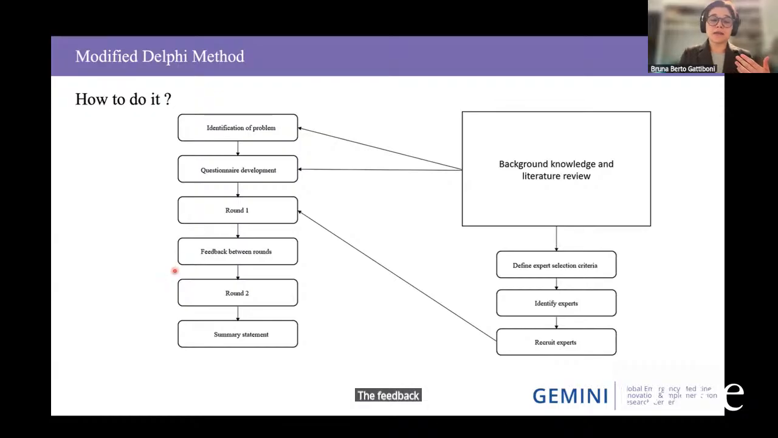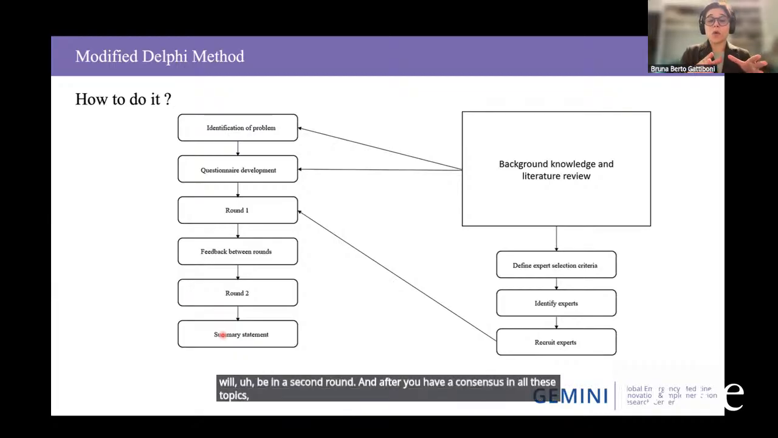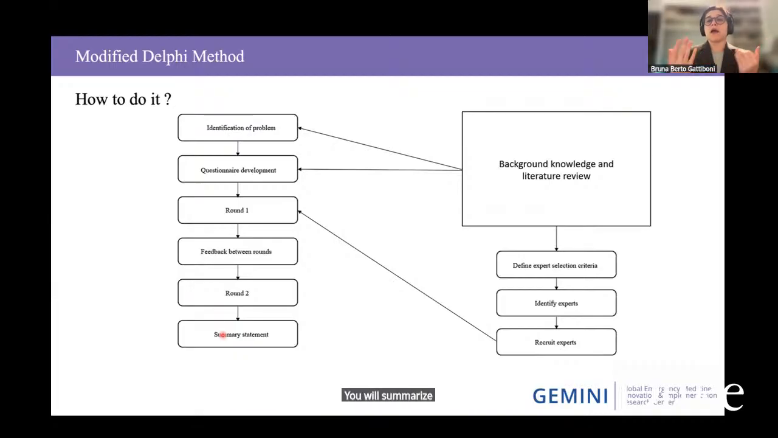All the questions that don't have consensus will go to a second round. And after you have a consensus in all these topics, you will summarize it in a statistical statement.